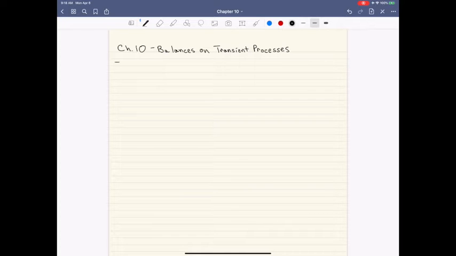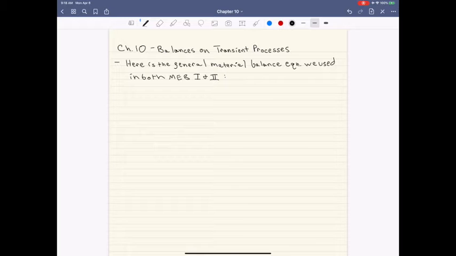What I'm going to start with first in this video is I'm just going to write the general material balance equation that you've written or learned about so far in both MEB 1 and in MEB 2. So the general material balance equation we used in both MEB 1 and 2 has this form, where accumulation is equal to your input minus your output plus any generation or consumption.